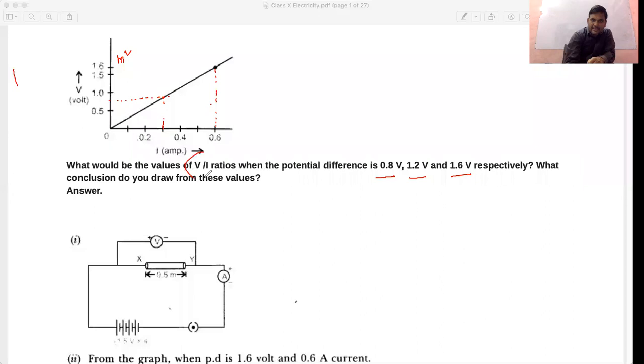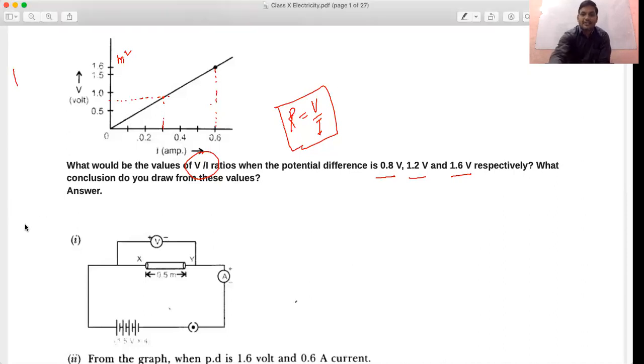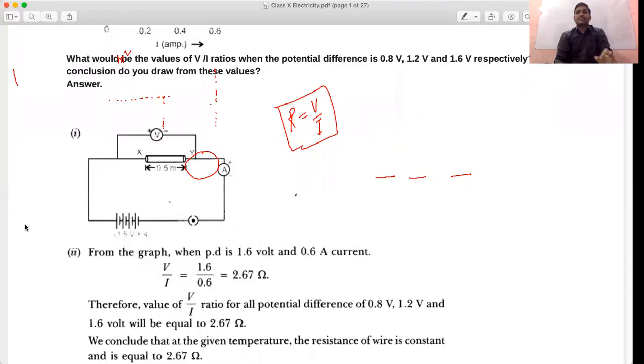So if you are talking about this R, this will be your V by I, na? So this is only your resistance. This is the formula of your resistance. Once you have been given the voltage and current, you can find out the resistance. So the resistance at the values, you can see 0.8, 1.2, 1.6.